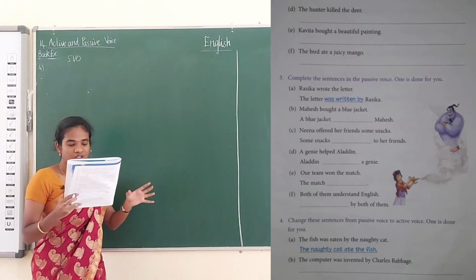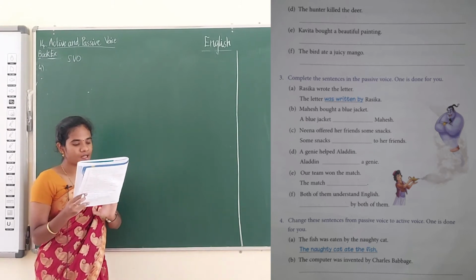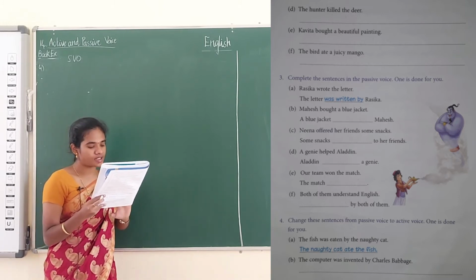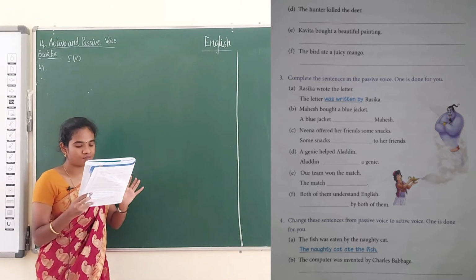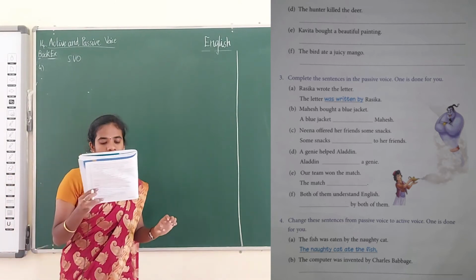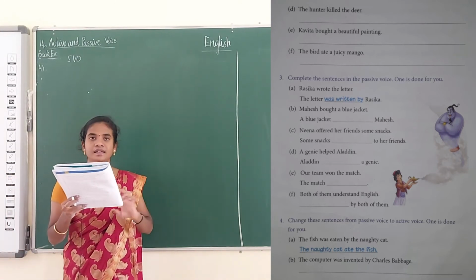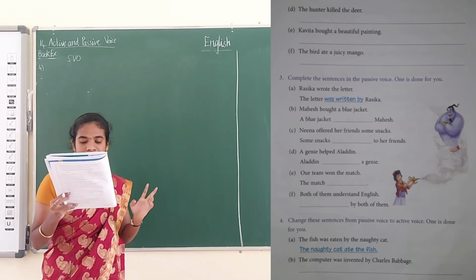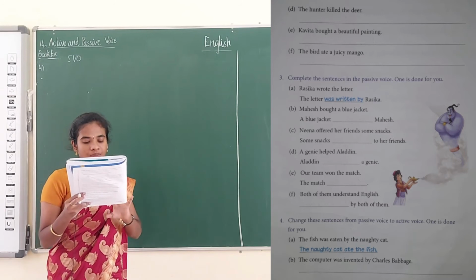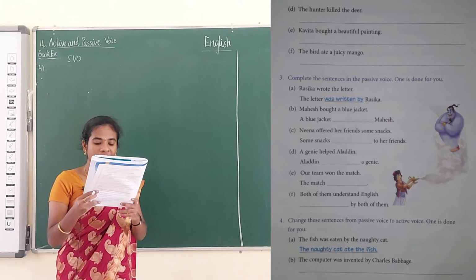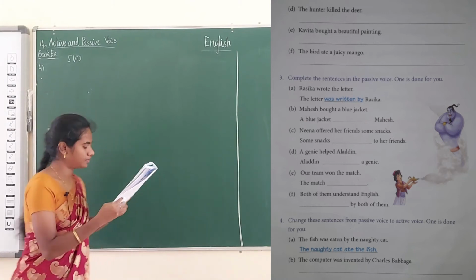Okay, so we are just changing the subject as the object, and the object as the subject. So the naughty cat becomes the subject and the fish becomes the object. The naughty cat, then you have to add the verb. Was eaten is the past tense, so I have to write down the past tense of eat, that is ate the fish. See the next one. The computer was invented by Charles Babbage. The answer is Charles Babbage invented the computer.